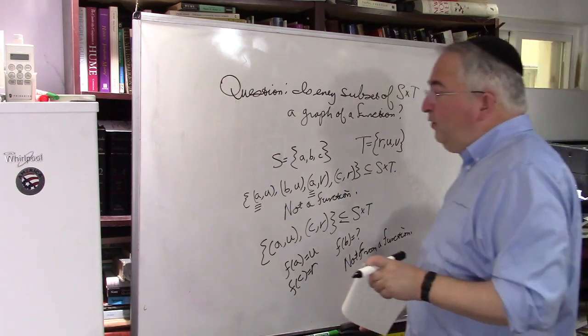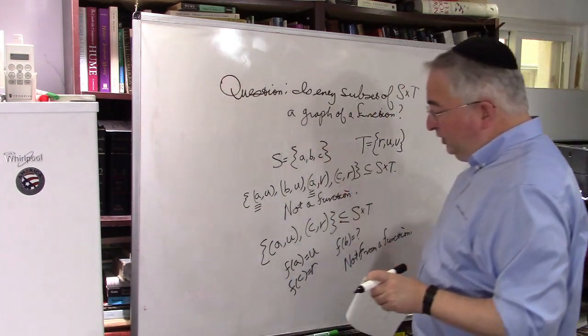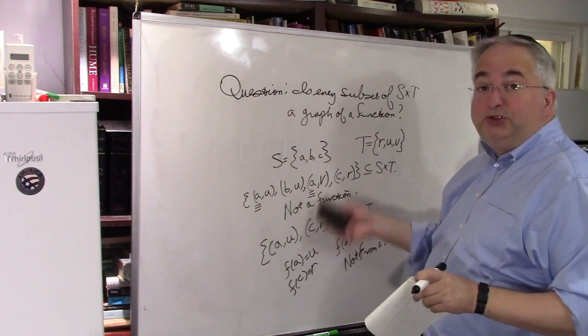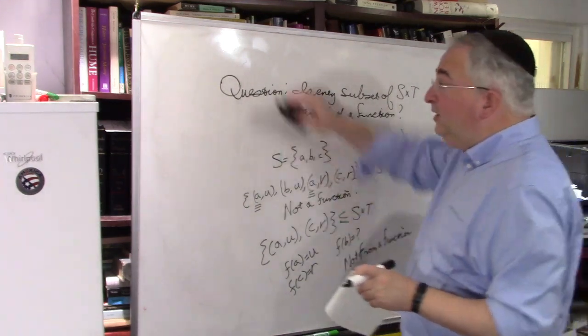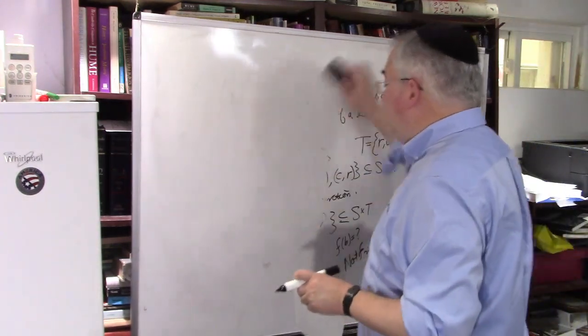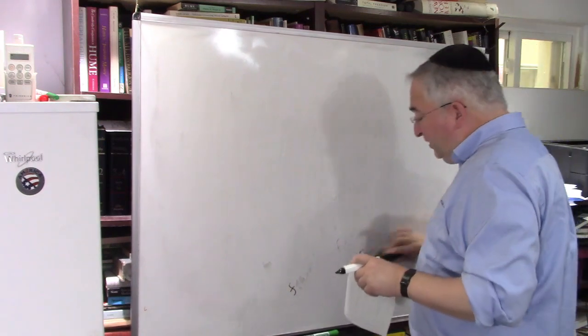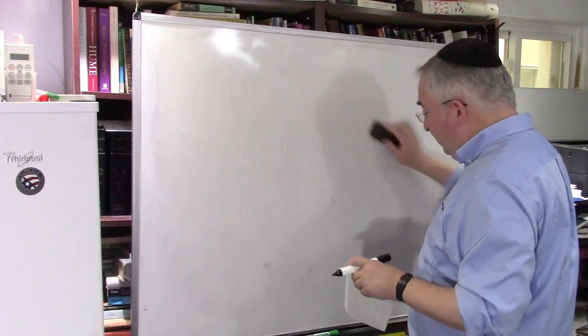Okay. So now we stated the question. We went through two examples of where things fail, get a negative answer. Now let's give a positive answer. Let's explain to you when it is.